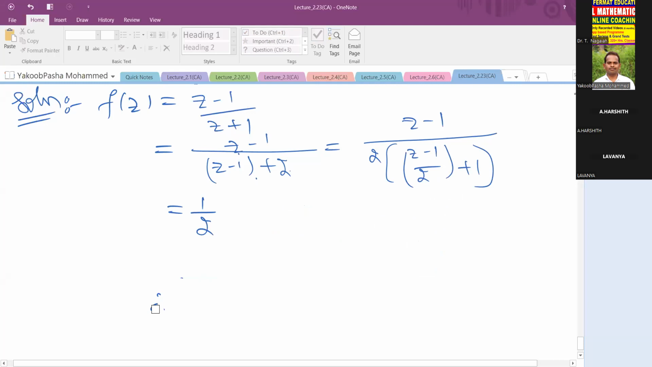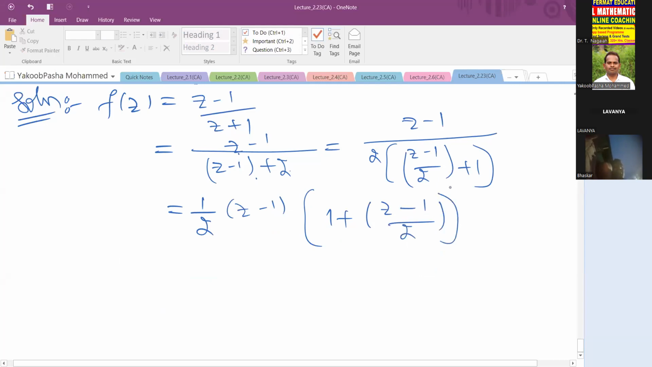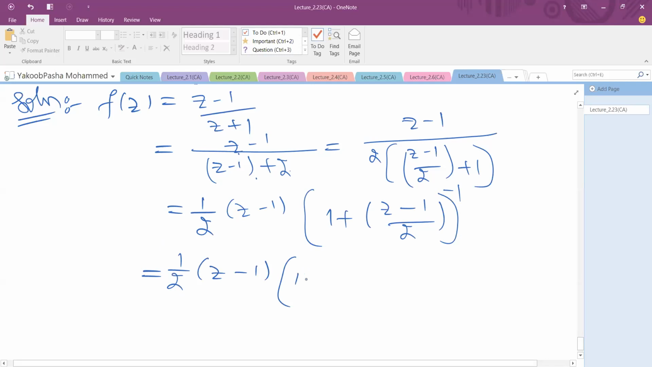Here we can write 1/2 as this, z minus 1 also as this, and take the term into the numerator, that becomes 1 plus (z minus 1)/2 whole to the power of minus 1. We can expand by using the 1 plus x whole to the power of minus 1 expansion. 1 by 2 (z minus 1) as this. Here 1 minus (z minus 1) divided by 2.